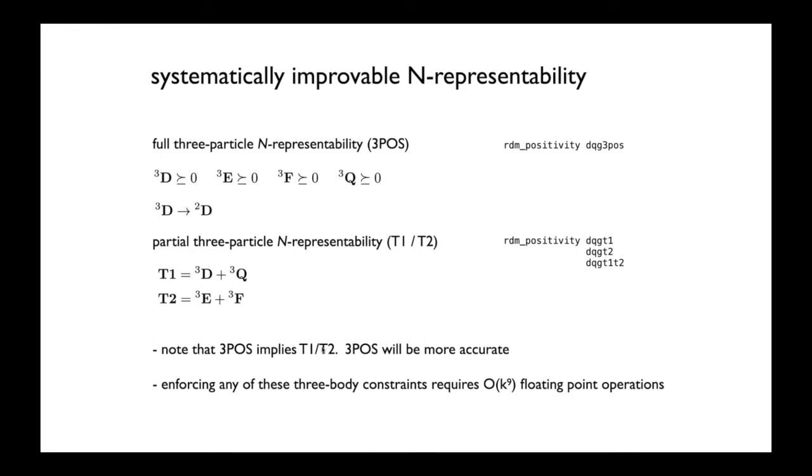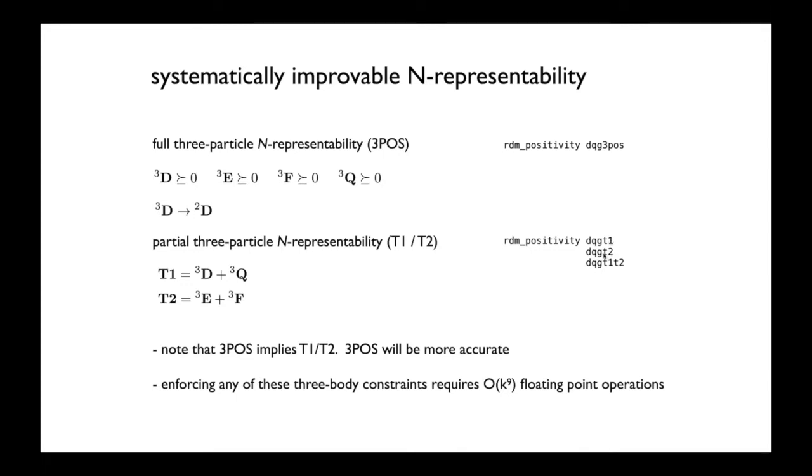At the end of the day, T1 and T2 are going to be weaker than 3-positivity though. Enforcing any of these constraints is going to require 9th power floating point operations. And I wanted to point out one other thing. If you're going to impose partial 3-particle N-representability constraints, the T1 condition is very weak, so it's not really worth imposing it. A lot of times we'll just impose the DQG plus T2 because T1 is expensive and it really doesn't improve your energy very much.